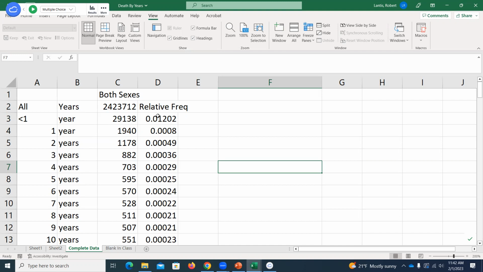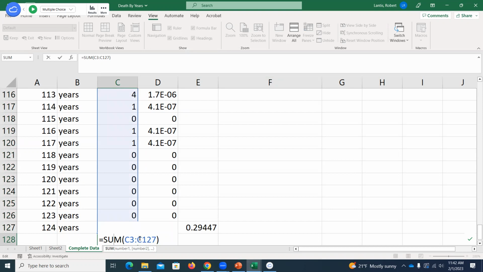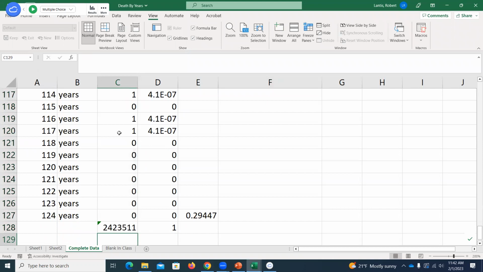So I've got my frequencies, right? That's my first column of data. What I then did is use this sum function, just to add those frequencies up. So that should give me the total number of people that died, right? So you guys can see the oldest person died at 117. And over this time period, there were about 2.4 million deaths, right?